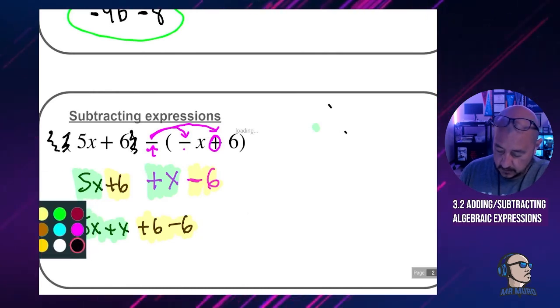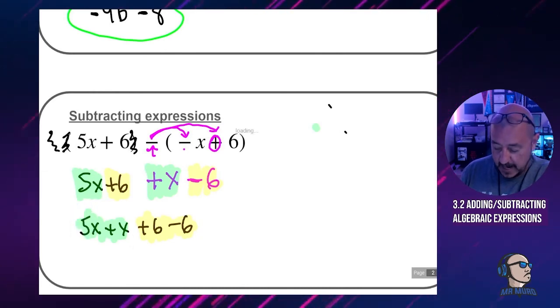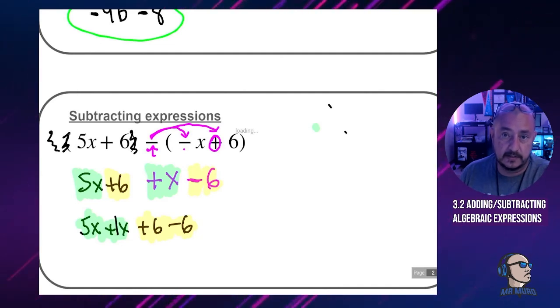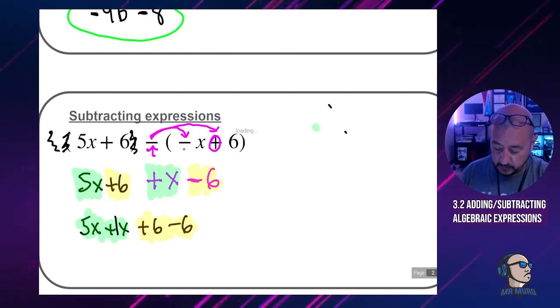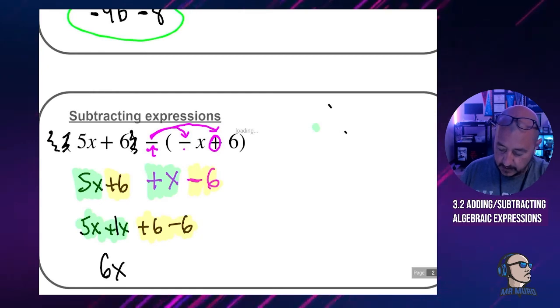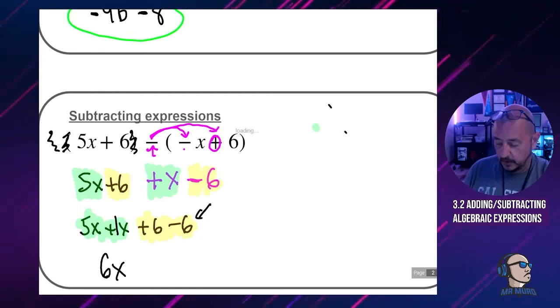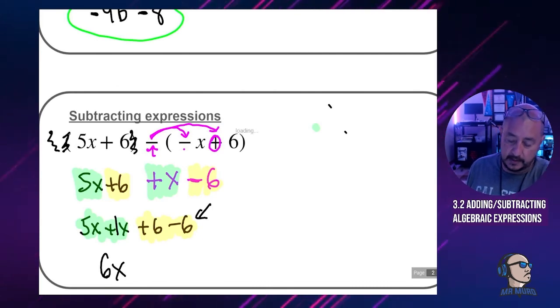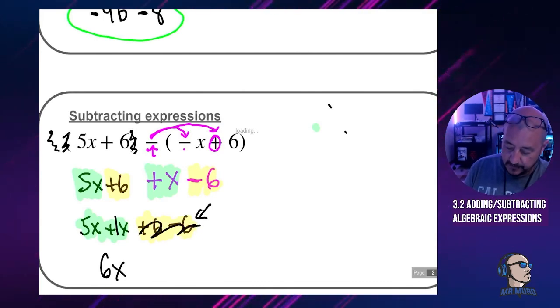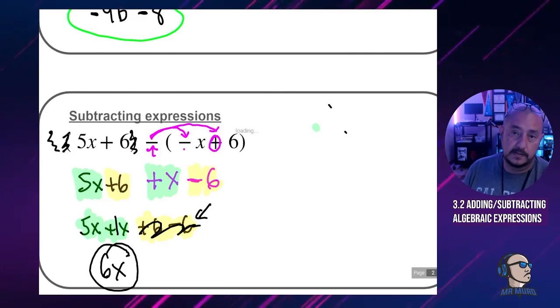So we got 5x plus x. Remember that there's a 1 in front of that. Once again, once the variable is by itself, the coefficient is always 1. Okay, so 5 plus 1 gives me 6x. And then when we're trying to combine those, well, we got a positive 6 and a negative 6. Well, it gives me 0. So it basically cancels out. So my final answer for this example would be 6x.